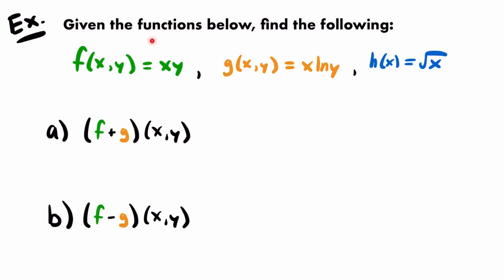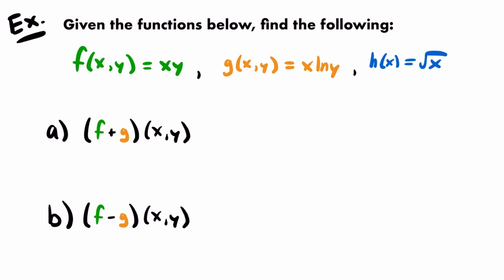Next up, we have, given the functions below, find the following. And we've been given f of x y is equal to x times y, g of x y is equal to x times the natural log of y, and h of x is equal to the square root of x. All right, so we've been given two multivariable functions, specifically functions of two independent variables, and we've been given one single variable function. We're going to use this later on in this example because there are multiple parts, but we're just looking at the first two parts here.